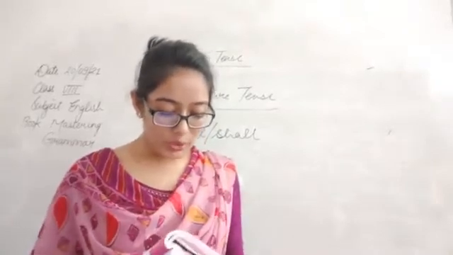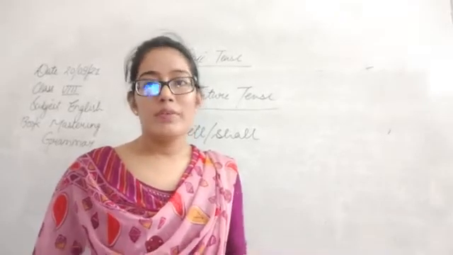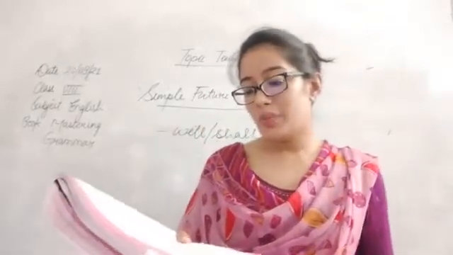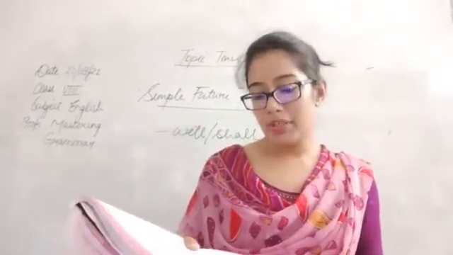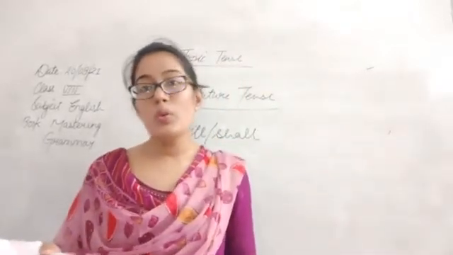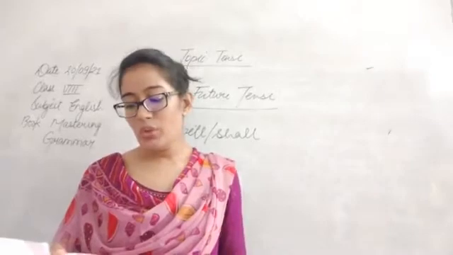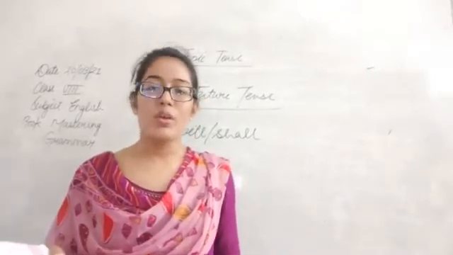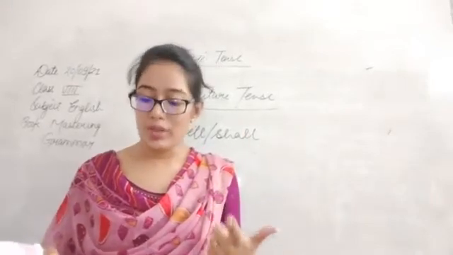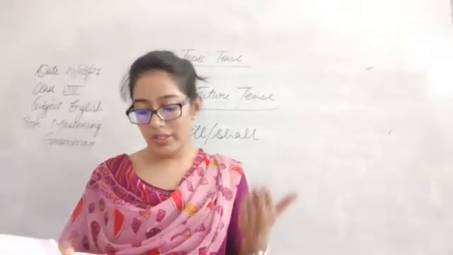Now will is used when we decide to do something at the time of speaking. We use will when we are speaking of something for the future, to express something that will definitely happen, to express views of the speaker, to offer to do something, to request somebody to do something, to promise. Okay, first of all, will is used to decide something, that something is definitely going to happen, view of the speaker, offer something, request something, or promise something.